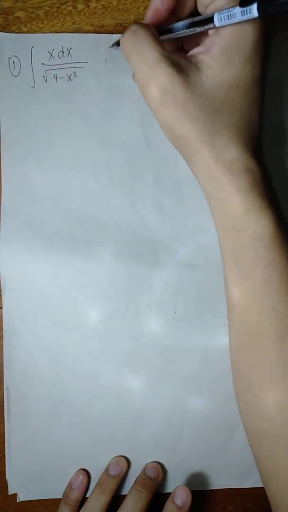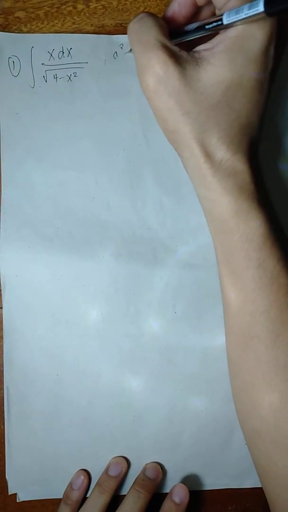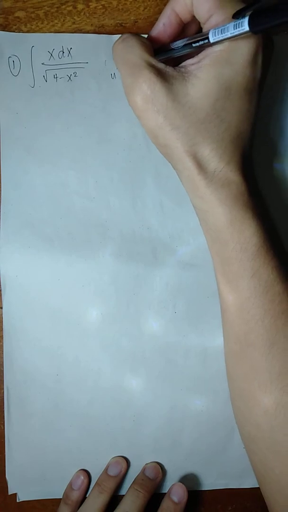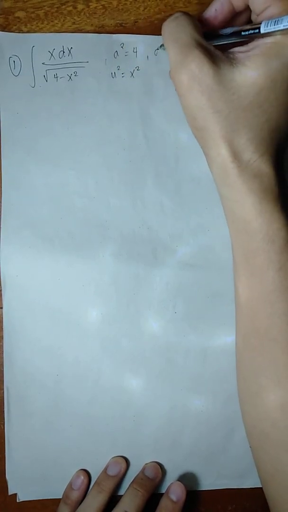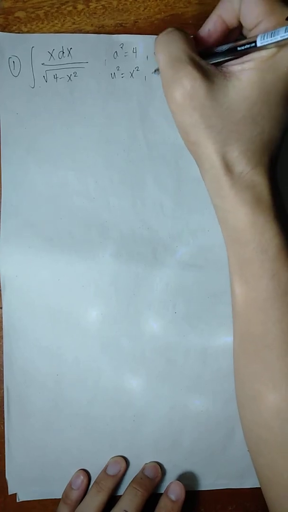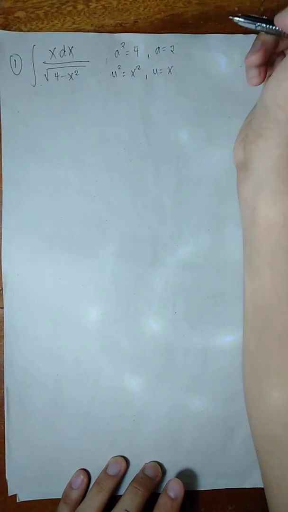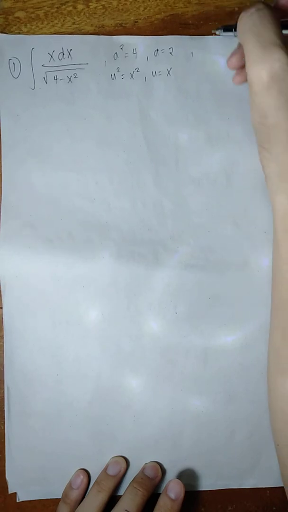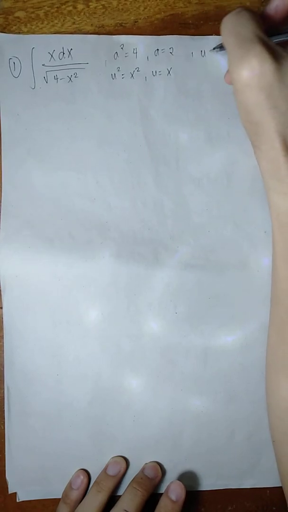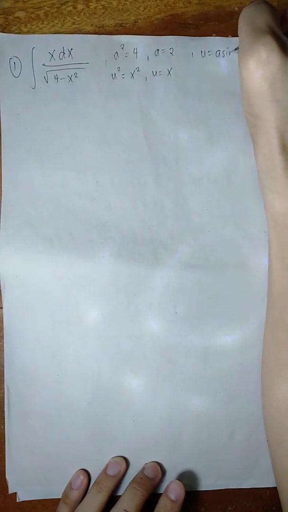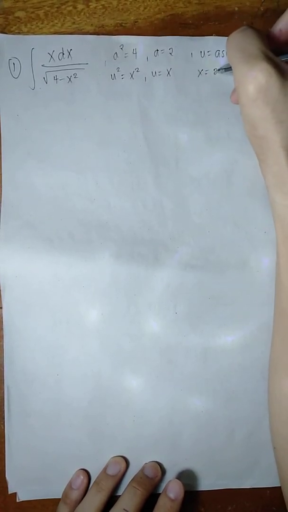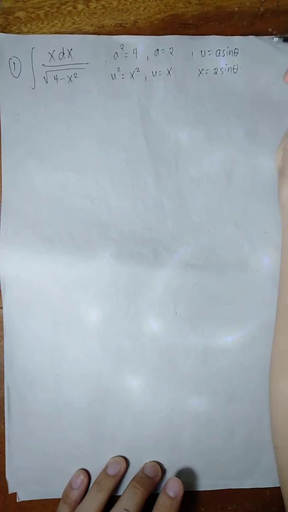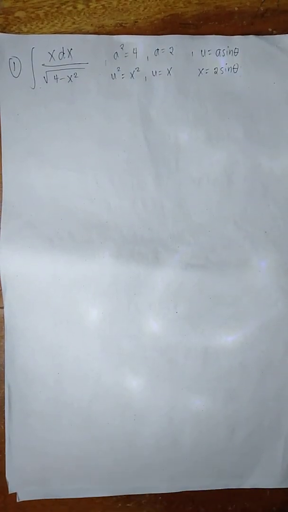So we can identify a squared as 4, a constant, then u squared as x squared. Then if you take the square root of both sides, your a is equal to 2 and your u is equal to x. So our substitution here is u is equal to a sine theta. Then we can replace u by x and a by 2, so x equals 2 sine theta. So that is our substitution.